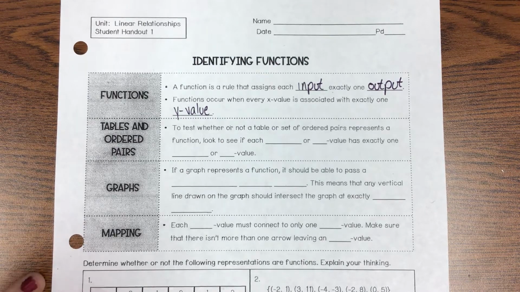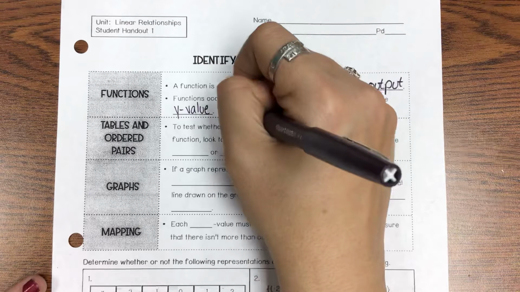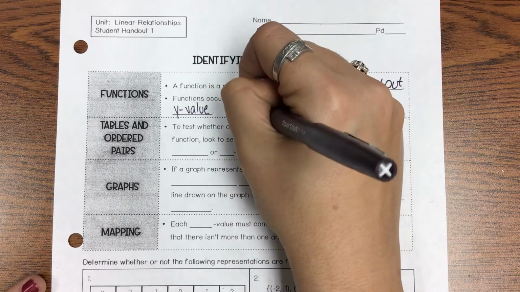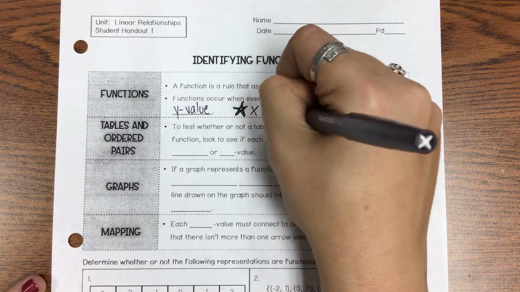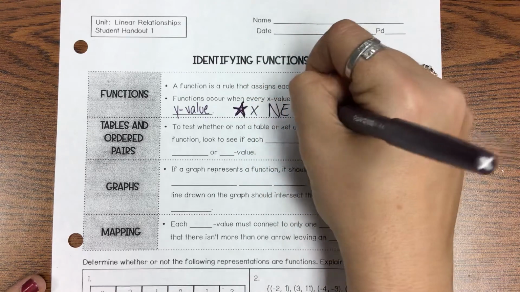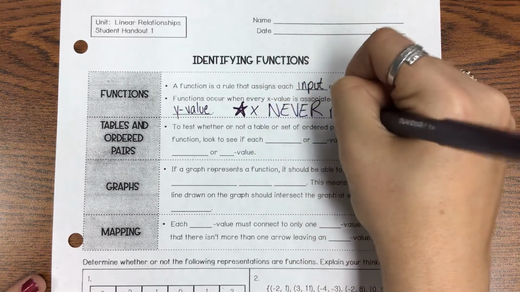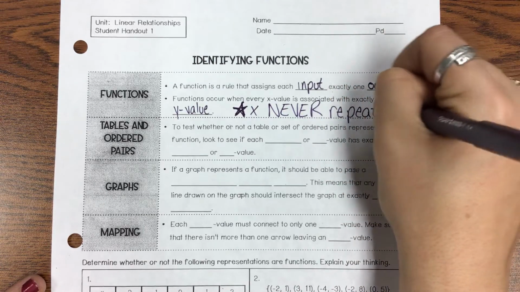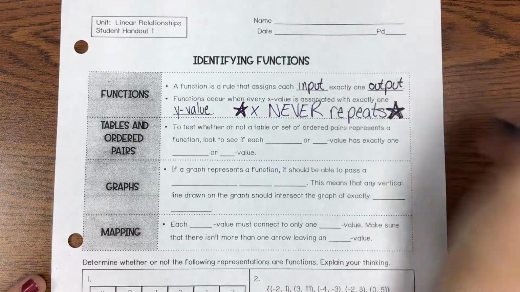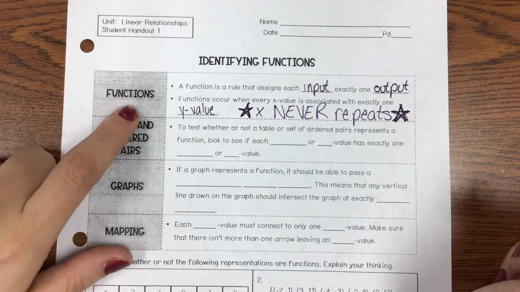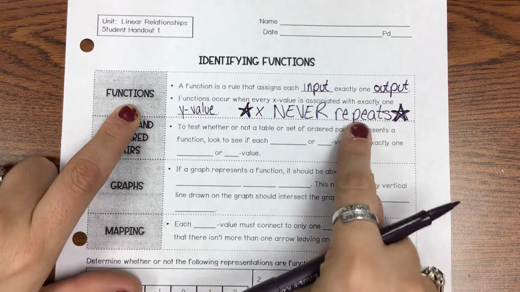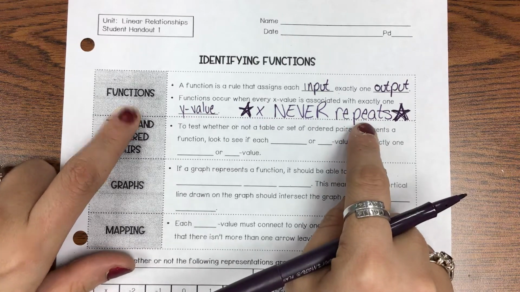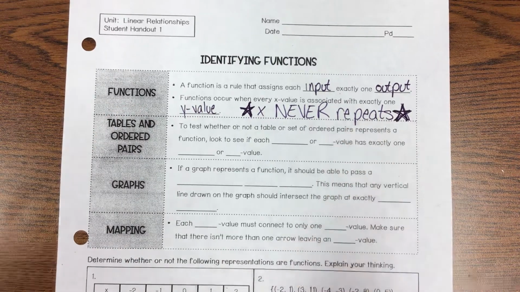If I could sum functions up into one sentence, with functions, your x never repeats. If there's one thing you need to know, with functions, your x number never repeats. My 8th grade math teacher told me that functions are like dating. You never repeat an x.